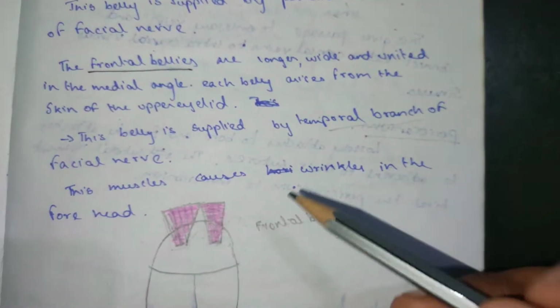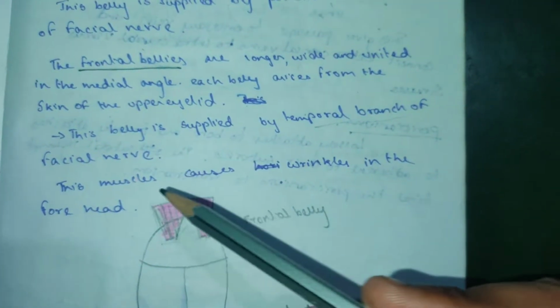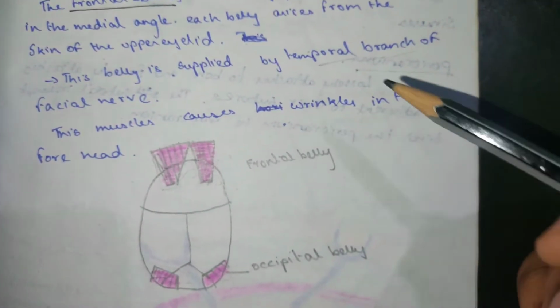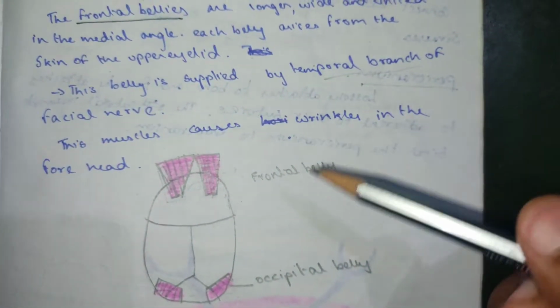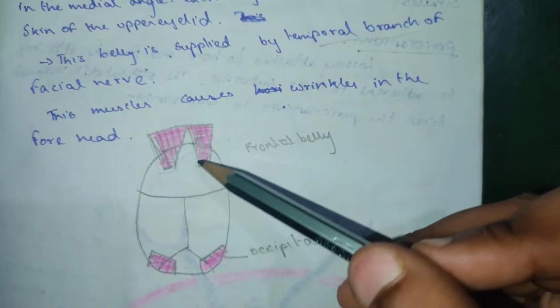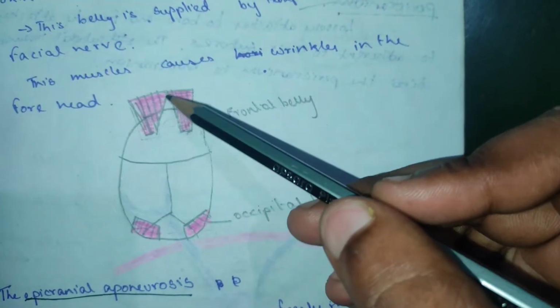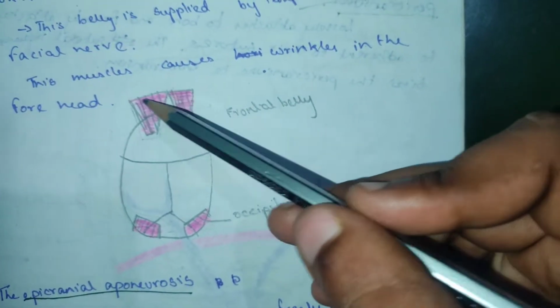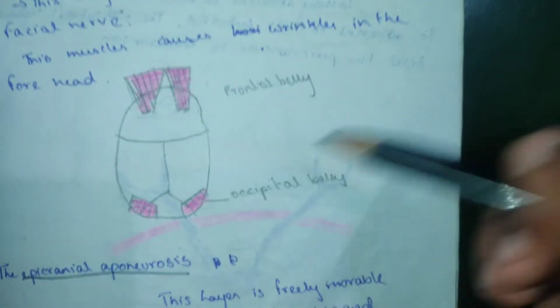This muscle causes wrinkles in the forehead. The frontal belly causes wrinkles in the forehead. If we raise the eyebrow, there are wrinkles. This frontal belly is the cause of the wrinkles. The frontal belly is not separate, it is united at the medial side, and is longer and wider. And this is the occipital belly, which is small and separate.